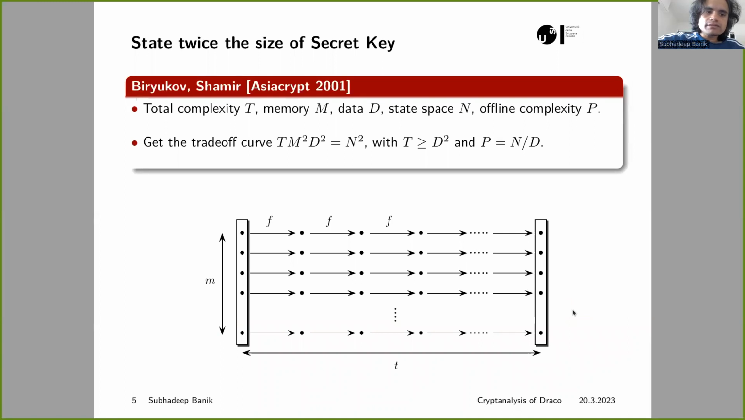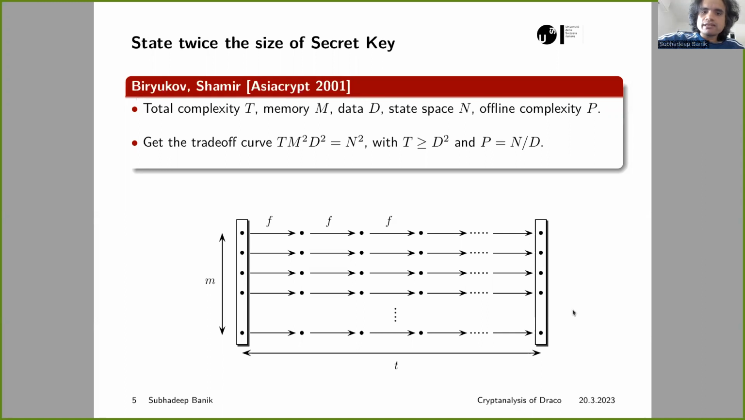Now, the algorithm that Biryukov and Shamir proposed had the trade-off curve M times T squared equal to N squared, with the limitation that T had to be larger than D squared, where M, T, and D are the memory, online time, and the data complexity of the algorithm. Capital N was the cardinality of the internal state space, and the offline complexity was given as N divided by T.